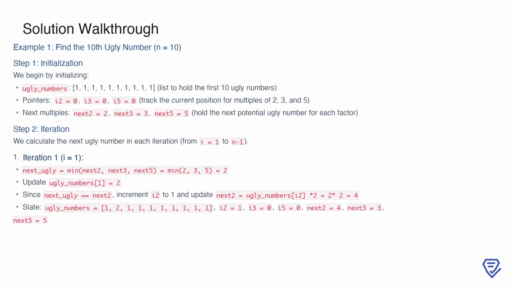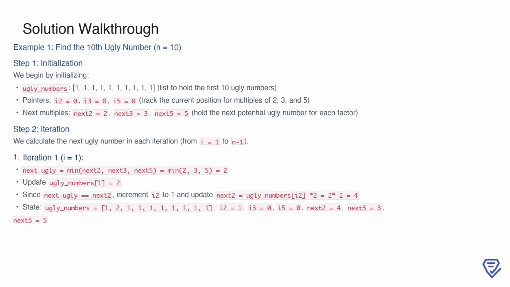To find the 10th ugly number, we start by initializing a list called ugly_numbers with 10 elements, all set to 1. This list will eventually hold the first 10 ugly numbers as we calculate them. We also set up 3 pointers, i2, i3, and i5, all initialized to 0. These pointers track the current position in the sequence for multiples of 2, 3, and 5, respectively. Additionally, we define the variables next2, next3, and next5 to store the next potential ugly number for each factor. Initially, these are set to 2, 3, and 5, which are the first multiples of 2, 3, and 5.